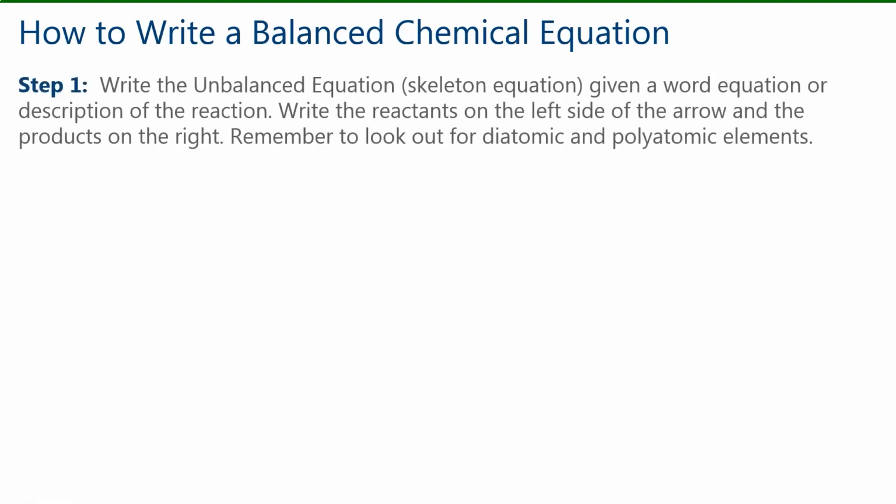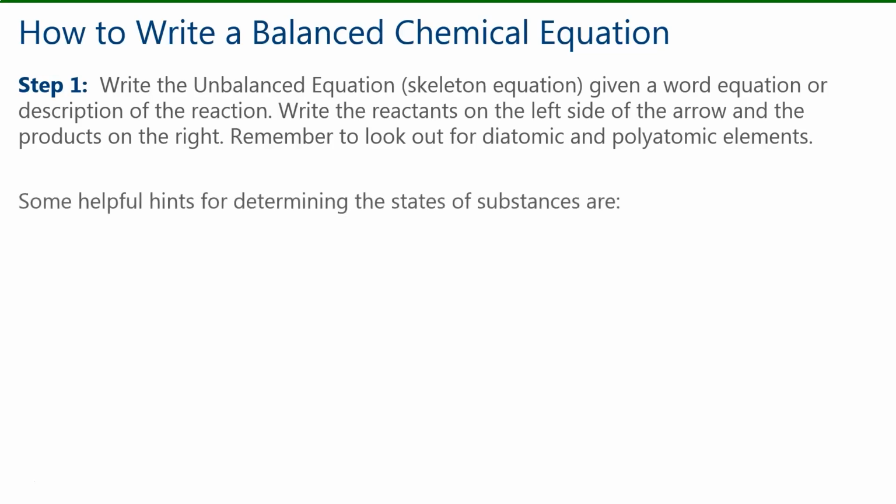Our first step is to write the unbalanced equation or skeleton equation when we are given a word equation or description of the reaction. Write the reactants on the left side of the arrow and the products on the right. Remember to look out for diatomic and polyatomic elements.